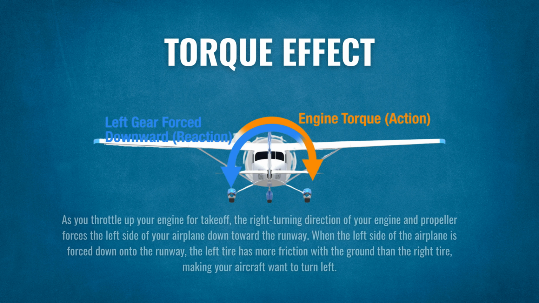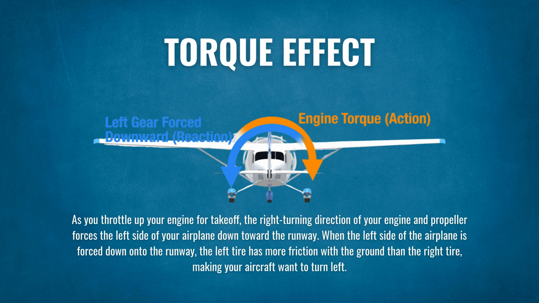As you throttle up your engine for takeoff, the right turning direction of your engine and propeller forces the left side of your airplane down toward the runway. When the left side of the airplane is forced down onto the runway, the left tire has more friction with the ground than the right tire, making your aircraft want to turn left.